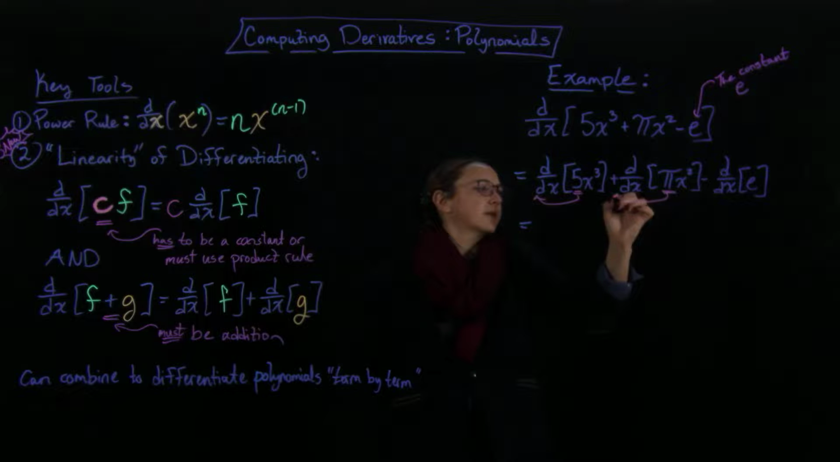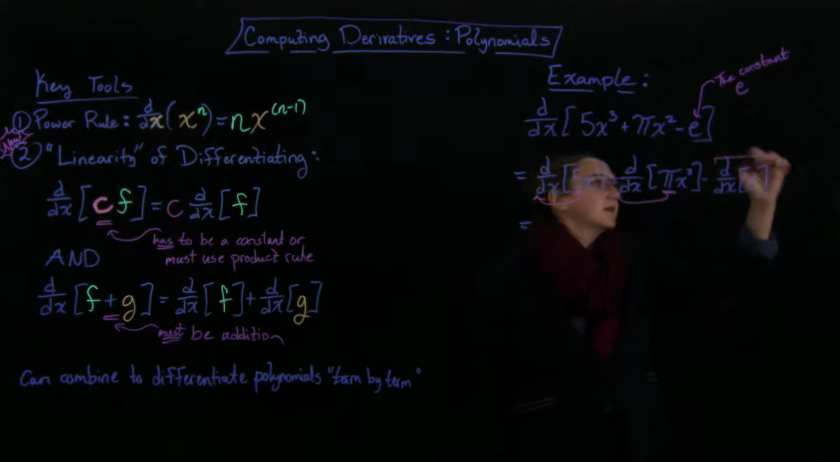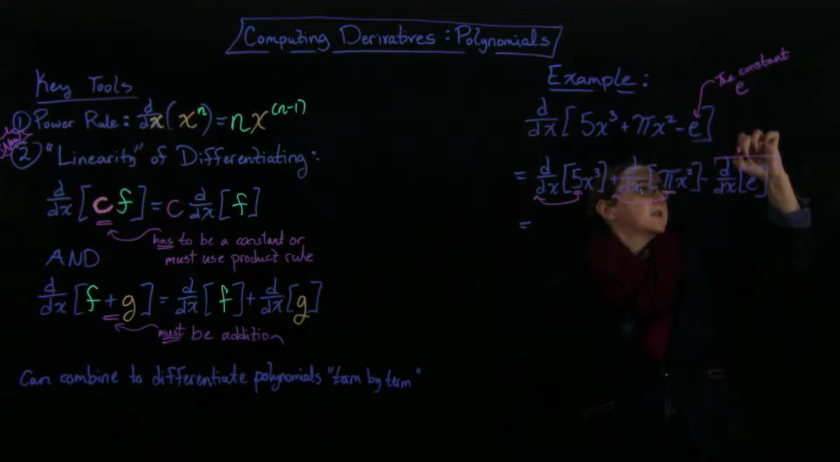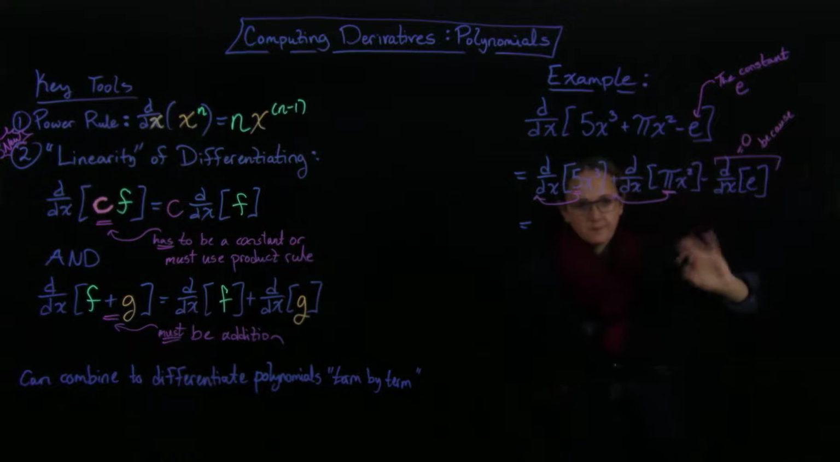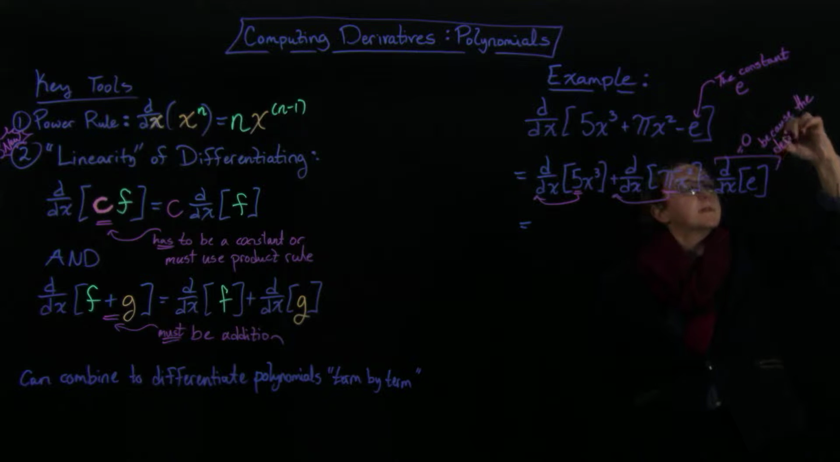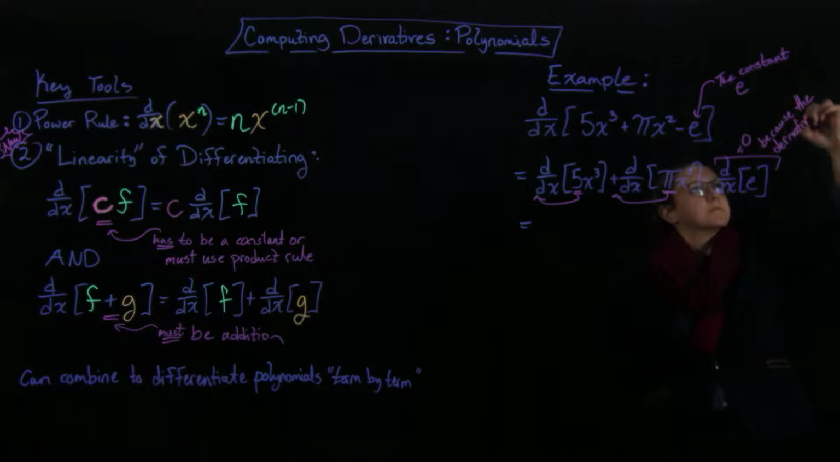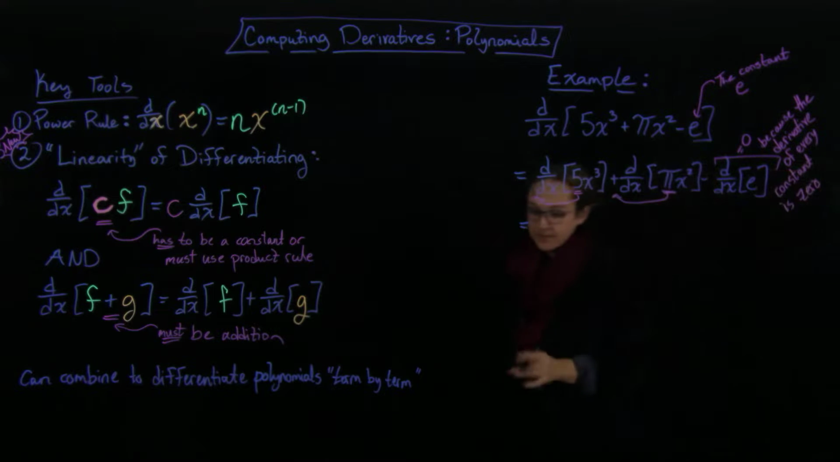What happens with this? This equals 0, because the derivative of any constant is 0. Because the derivative of every constant is 0. Okay, so now we can go ahead and do this.